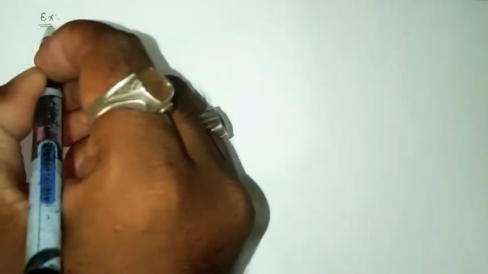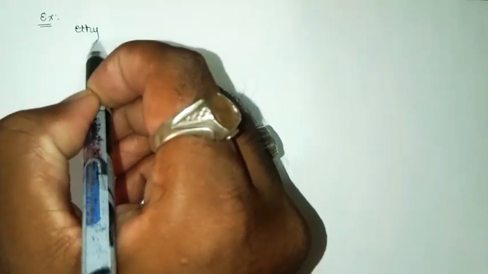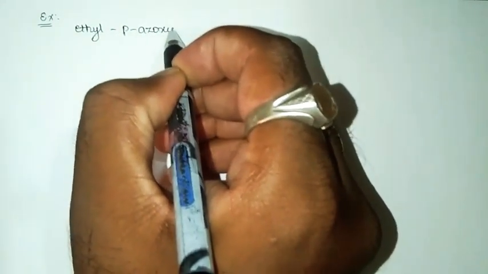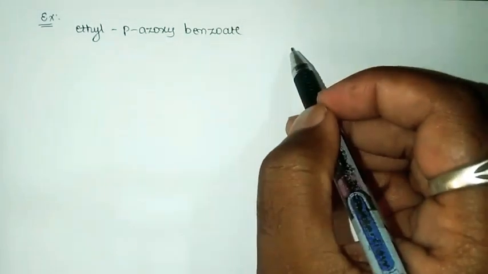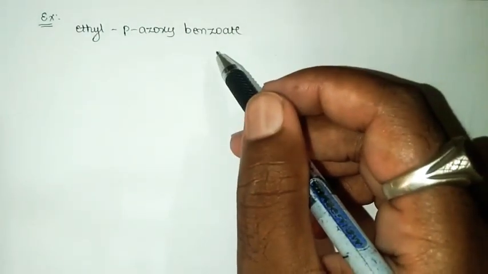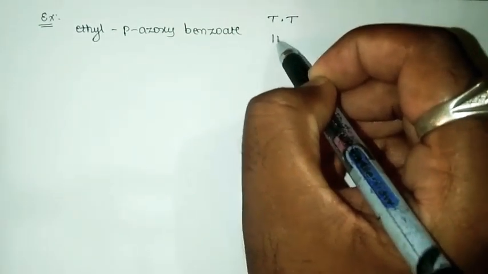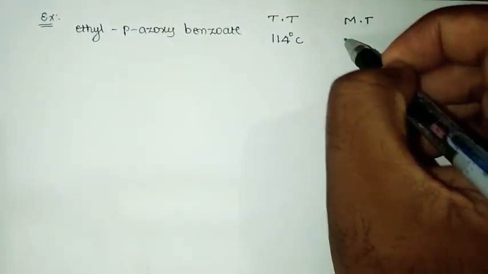If you come to some simple examples of smectic liquid crystals, the very best example is ethyl para-azoxybenzoate. Ethyl para-azoxybenzoate is one of the best examples of smectic liquid crystals, whose transition temperature is around 114 degrees Celsius and its melting temperature is around 121 degrees Celsius.